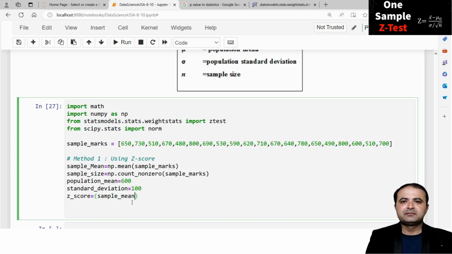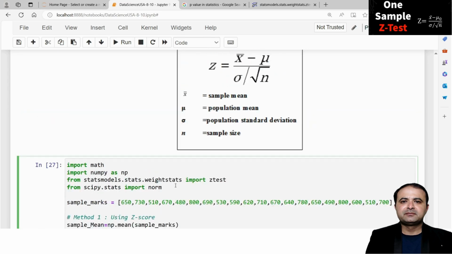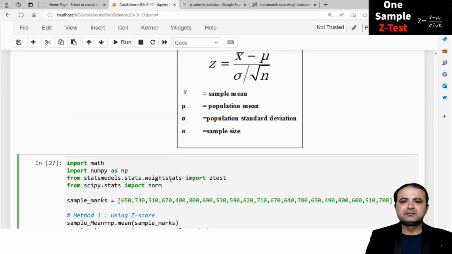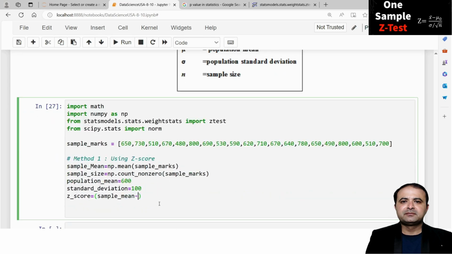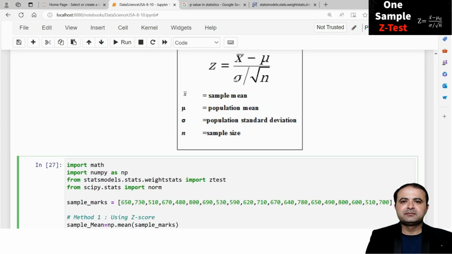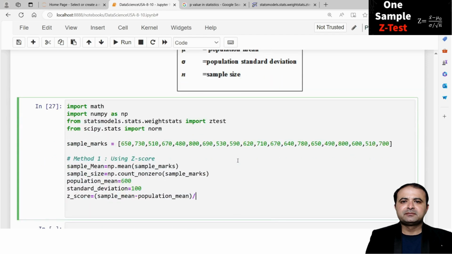And sample mean minus the population mean. Then divide by the population standard deviation and the sample size.